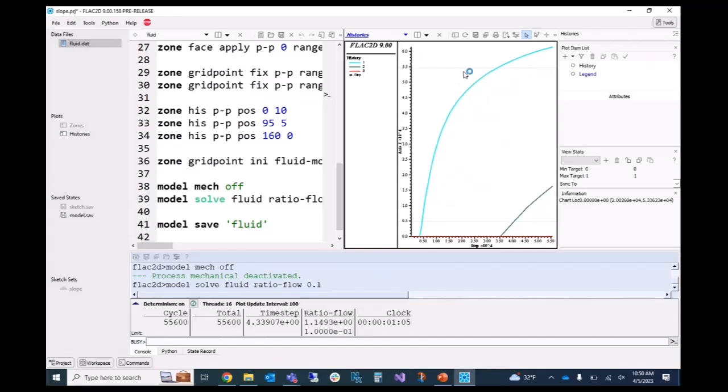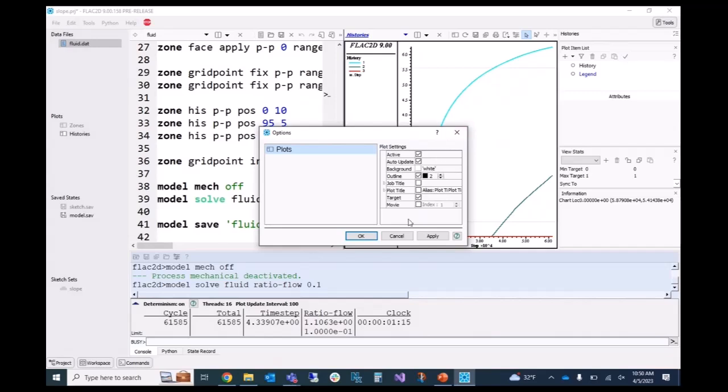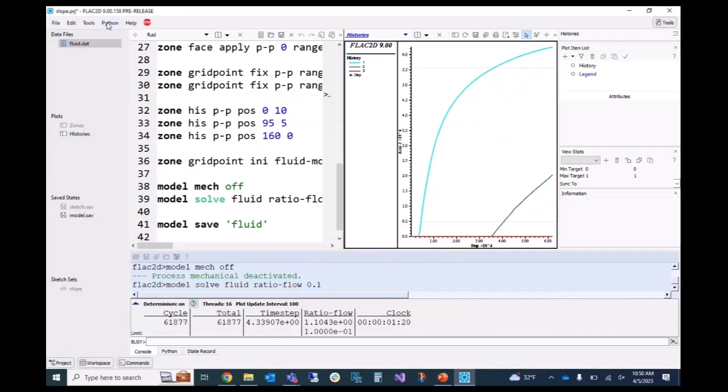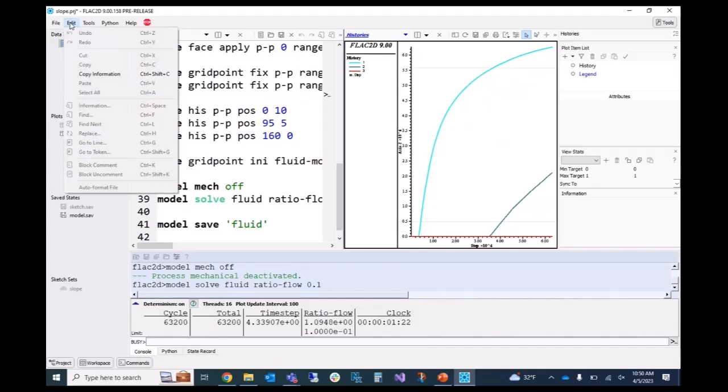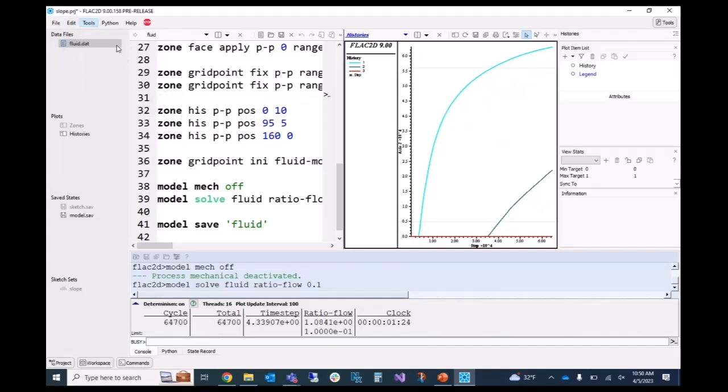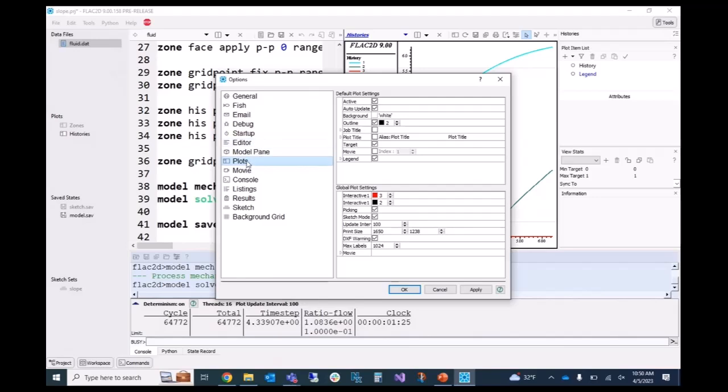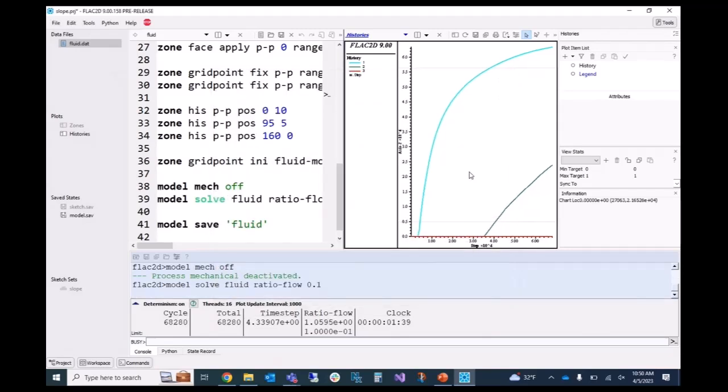I think by default, it updates the plot every 100 steps. You know, this is doing thousands and thousands of steps, so we don't need to necessarily update every 100 steps. You don't have to do this, but if you go to tools, options, plots, under here, it says update interval 100. I can change that to 1,000. So I'm going to update the plot every 1,000 steps and go a little bit faster.